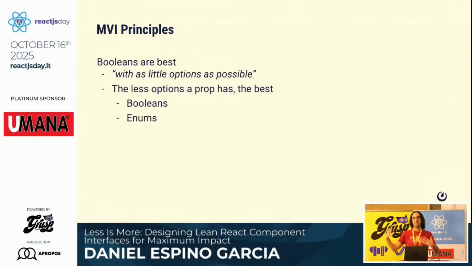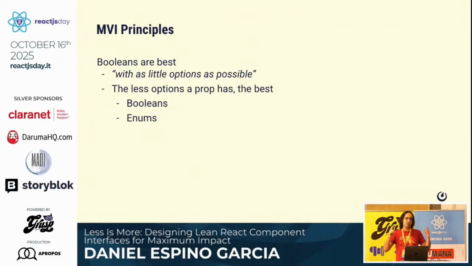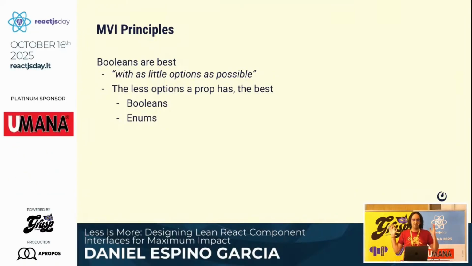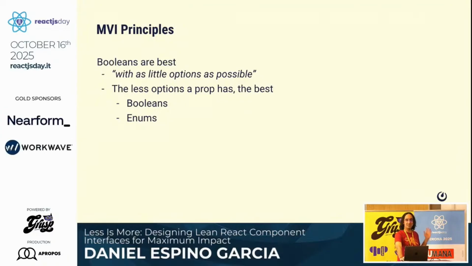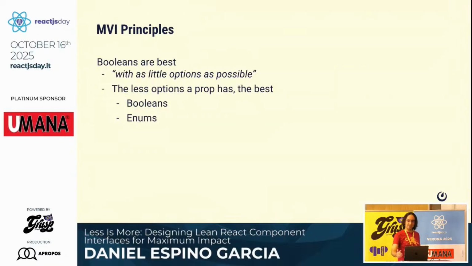So the next best thing is enums, or I always forget what it's called in TypeScript. You know, the type that is this string or that string. It has a different name. It's not enums, but you know what I mean. That is the next best thing, because now you have a limited set of options. Maybe there are 3 or 4, but still, it's something that you can handle.